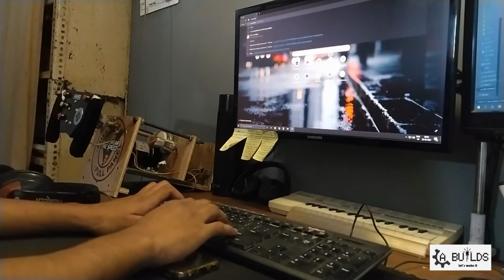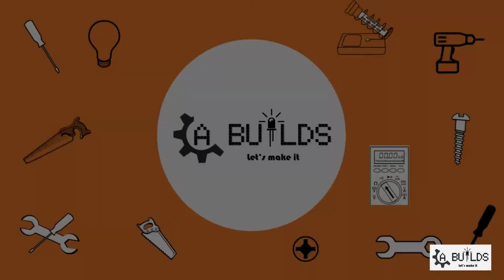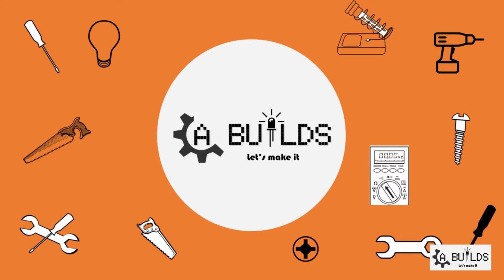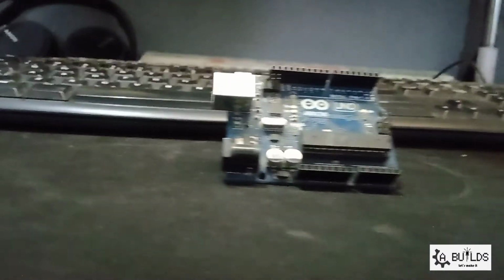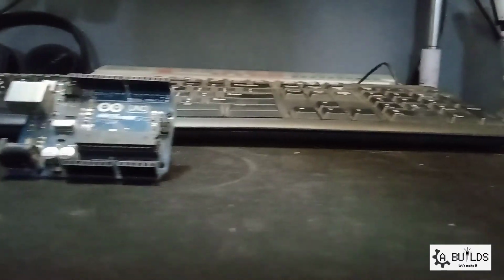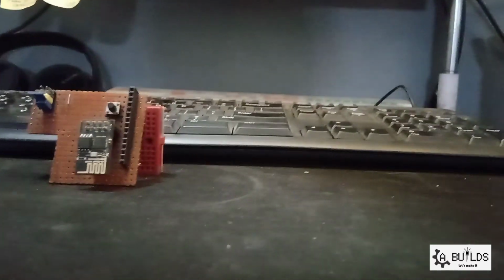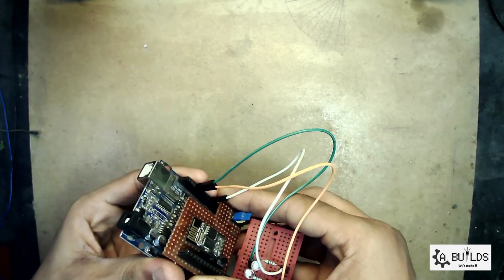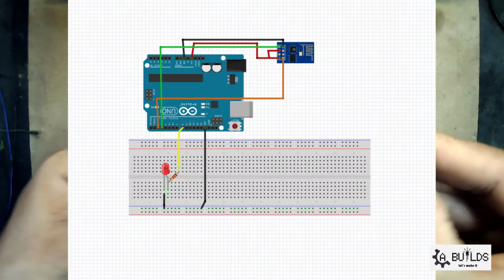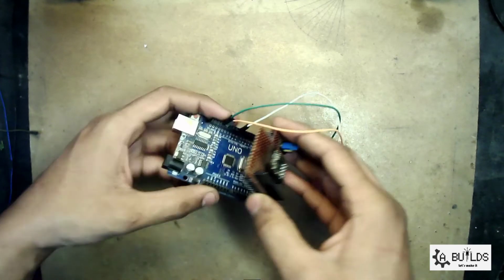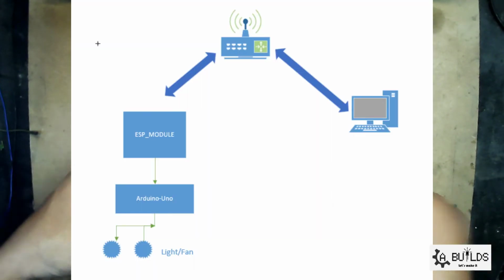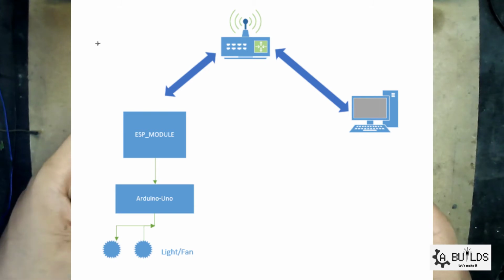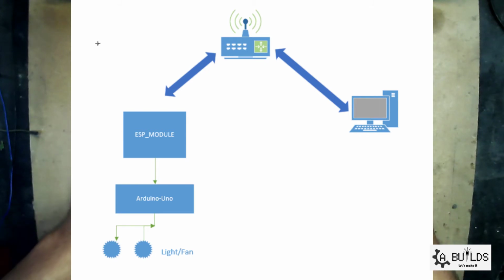So let's make it. For making this project, I am using an Arduino Uno and an ESP01 Wi-Fi module, which is the cheapest Wi-Fi module available. I made the connection as per this circuit diagram. And the communication happening between the ESP module and the computer is shown in this block diagram.